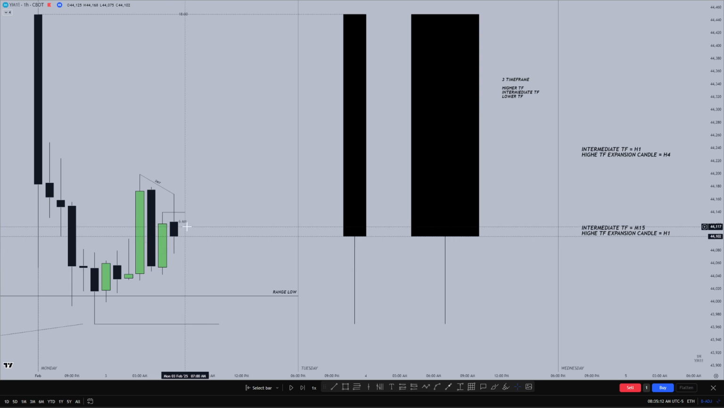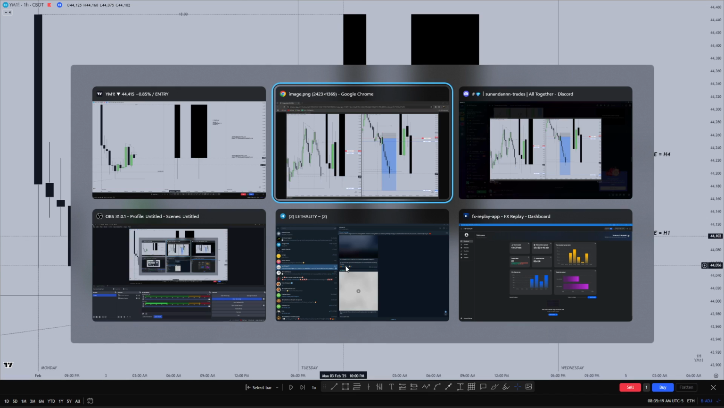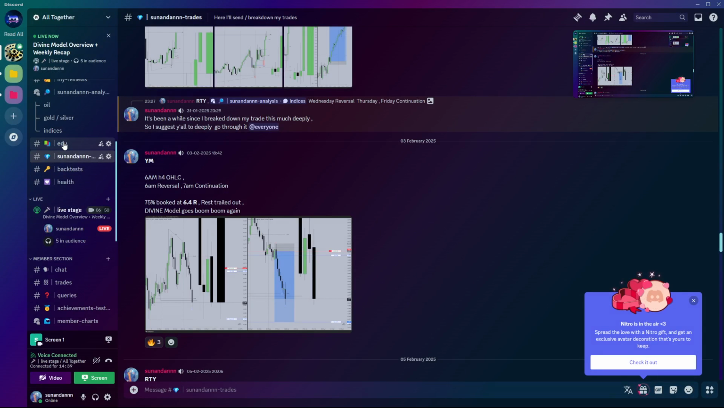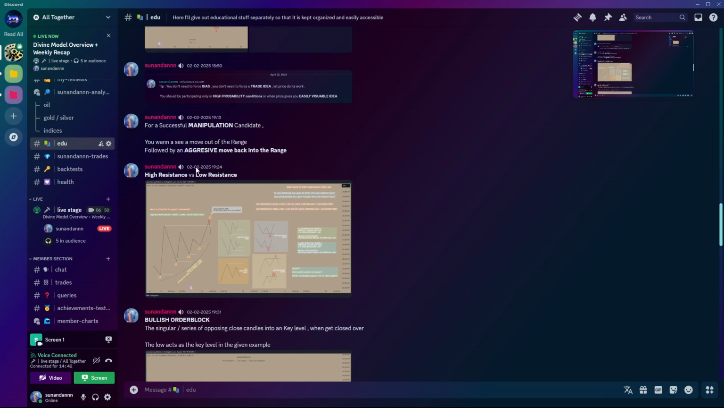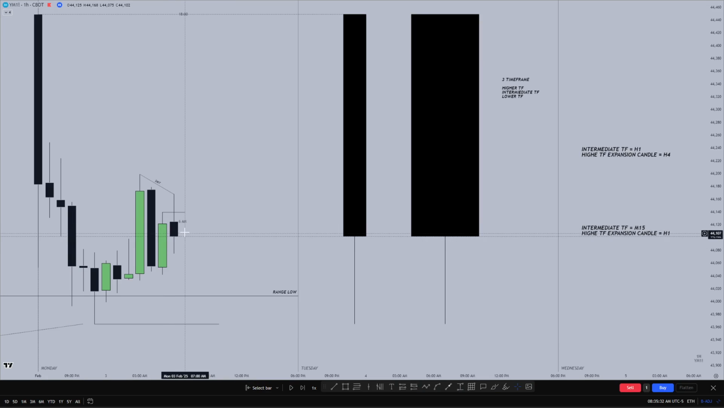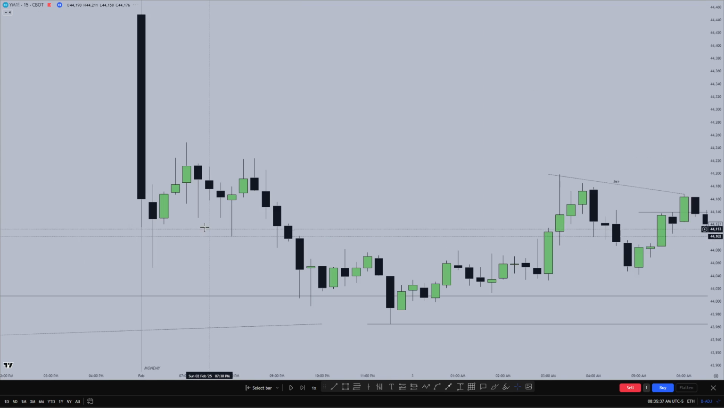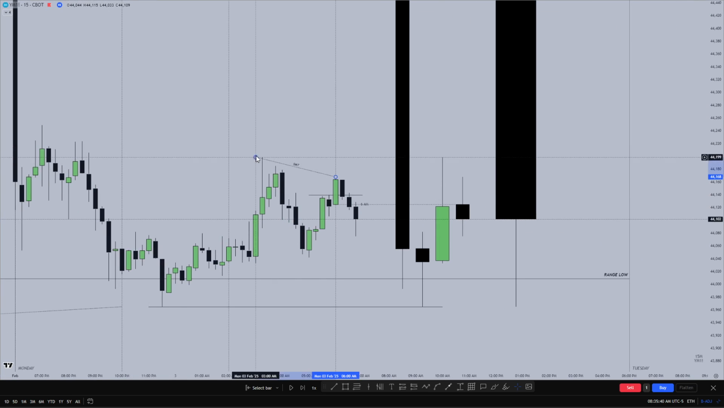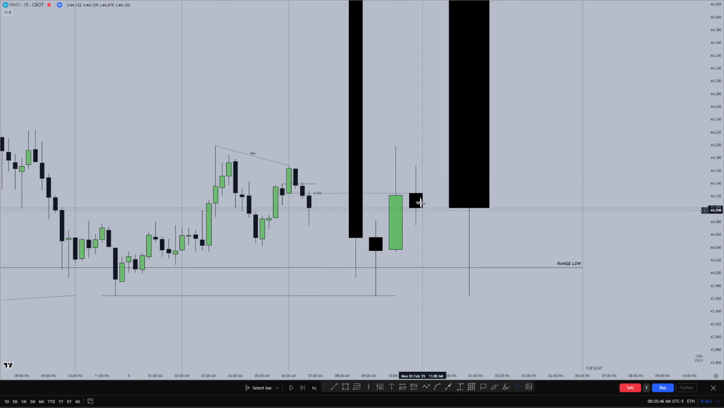Okay, so I wanna see what is my bias now. Short. I wanna take shorts. I am bearish biased. Okay, so if I am bearish, when bearish, you anticipate open high low close, OHLC. 7 a.m. OHLC, I wanna frame. So I went down to M15. Yes, if I remember. This is the H4 we are currently in. This is the 15 minute. This is my draw.